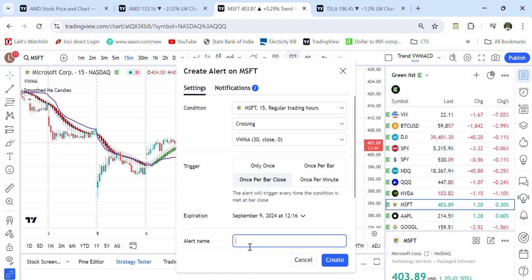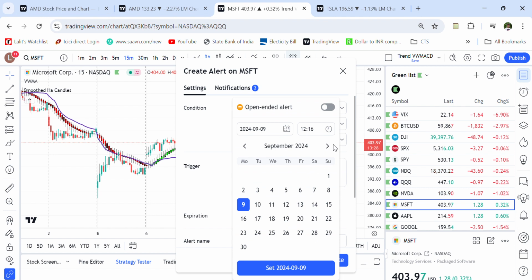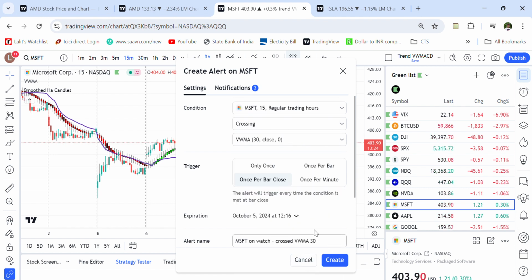Now I just name my alert as MSFT on watch and crossed VWMA 30. So this is my alert name: Microsoft is on watch and it has crossed VWMA 30 on the 15-minute chart. I'll just create this. I can create it up till, say, 5th of October. That is the end date for this. TradingView will allow you around 2 months.